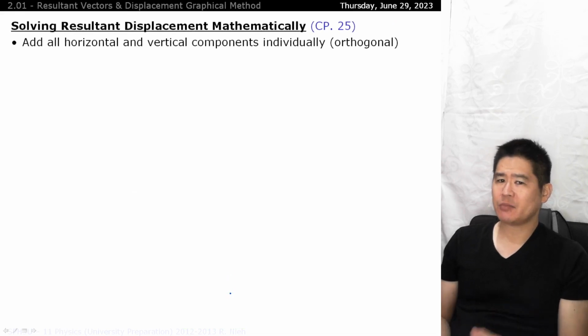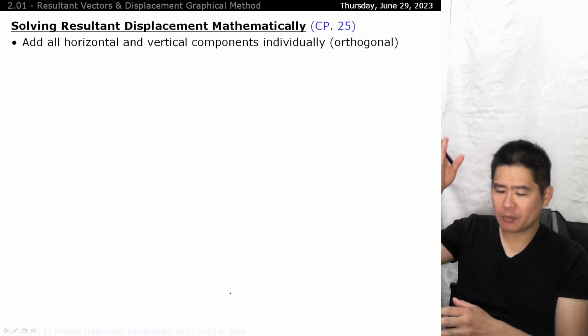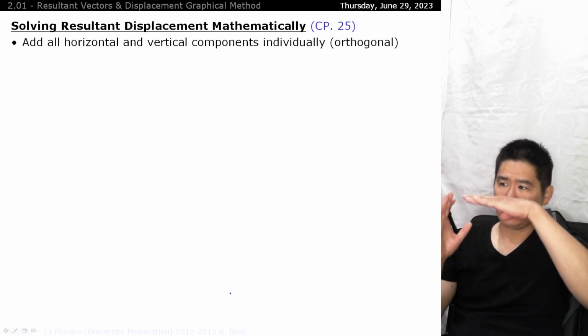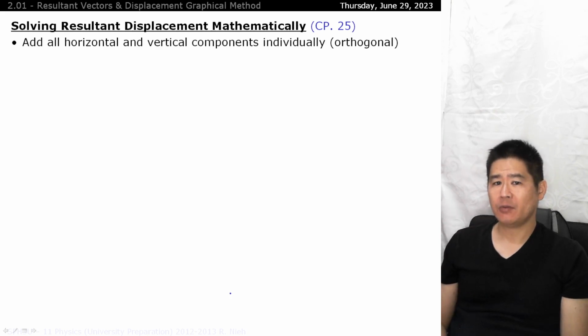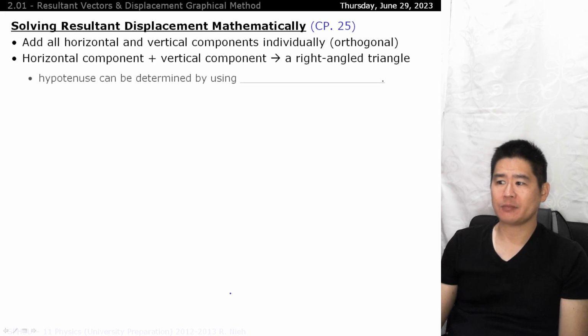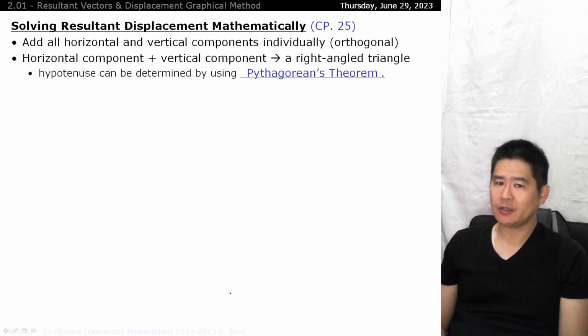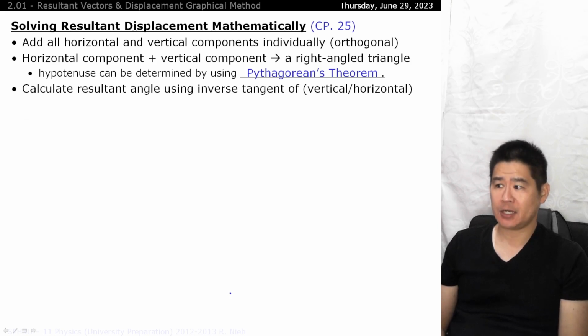Just to summarize how we would potentially solve this problem mathematically. You would add up all the horizontal components together. Then you add up all the vertical components together individually. If you connect them together, you're going to form a lovely right-angled triangle. With a right-angled triangle, you can solve for the hypotenuse by using the Pythagorean theorem. And for the angle, your best bet is to use inverse tangent, also known as arctan. It just minimizes the amount of rounding error, that's all.